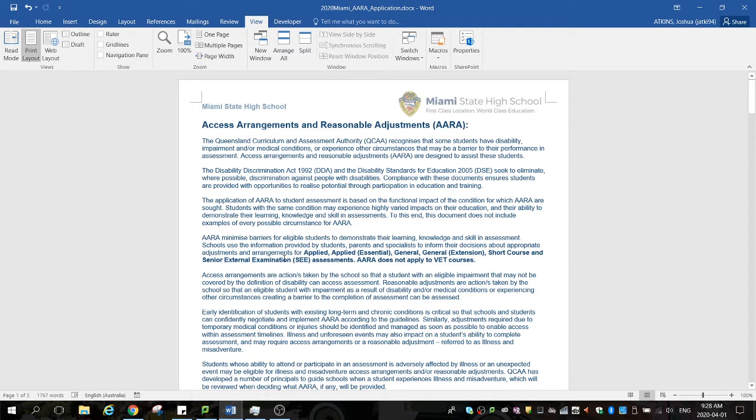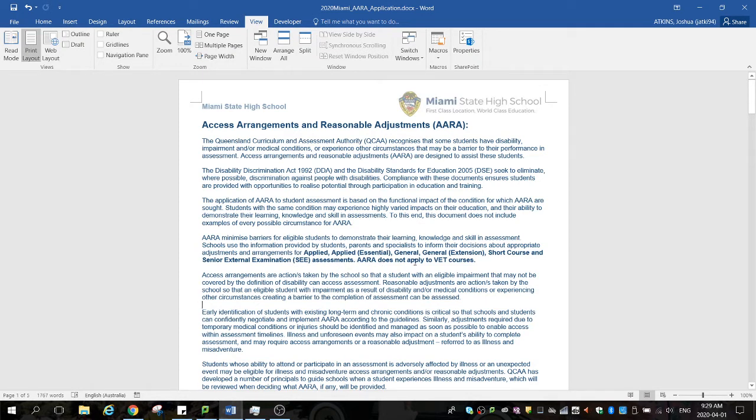Now, AARA applies to applied subjects, essential subjects, general extension, short courses, and senior external exams. These are not to be confused with the exams that you complete at the end of term 4 in Year 12. These are a separate thing.